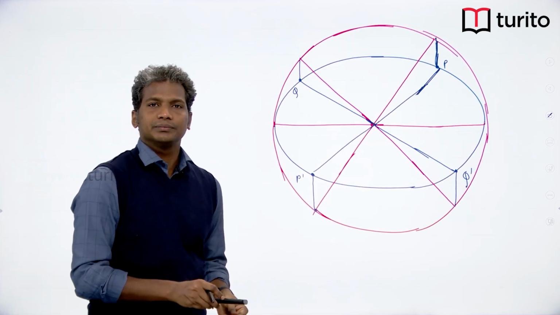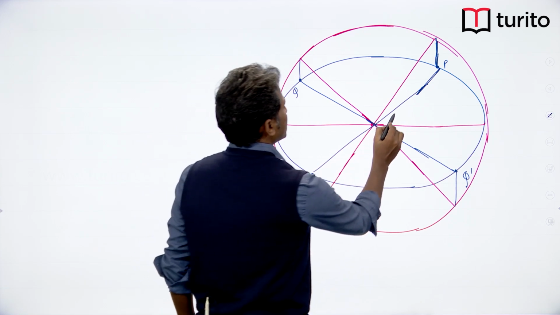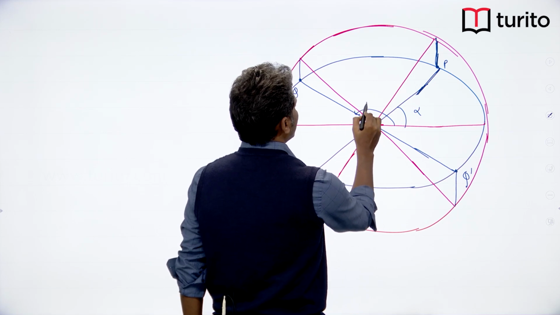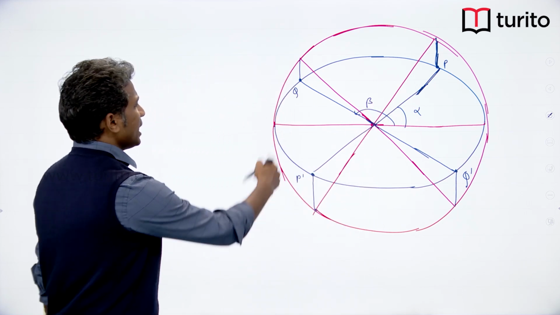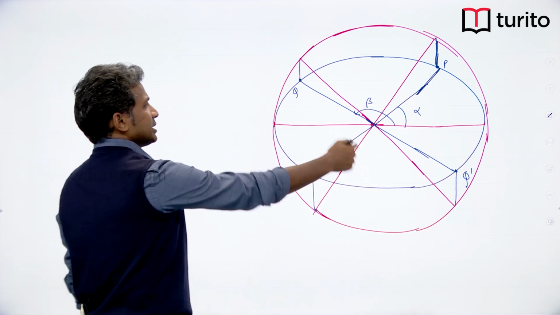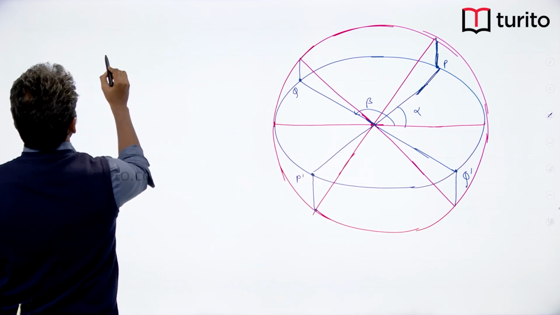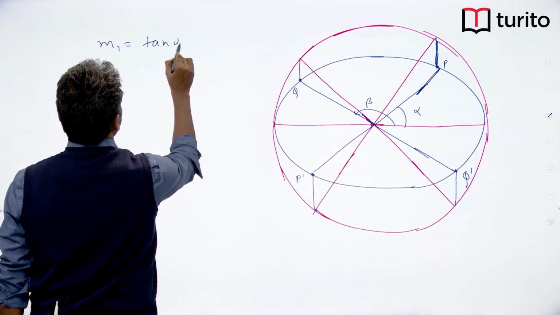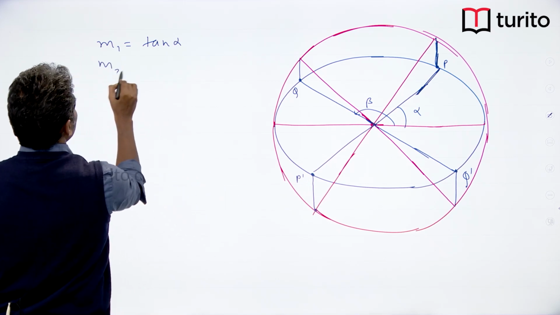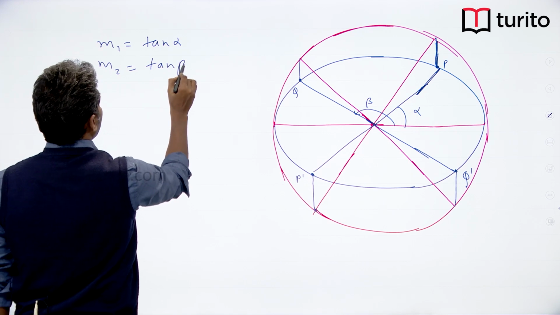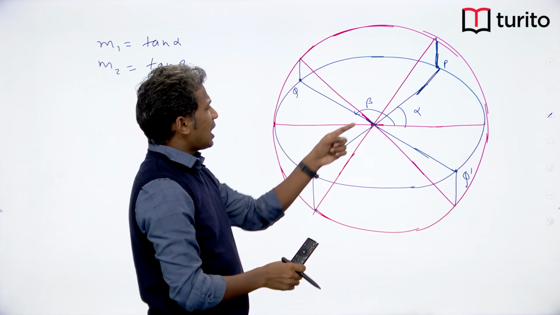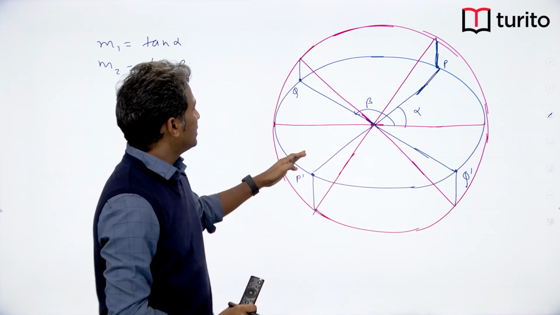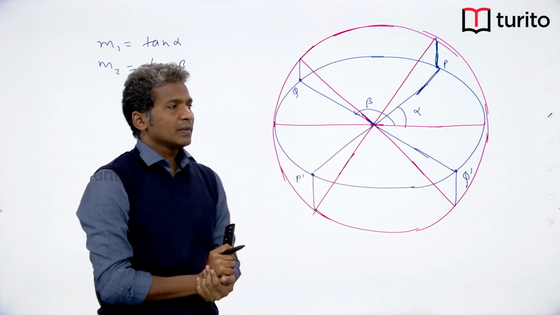Suppose if we look at this diagram, I take this angle as alpha and this angle as beta, and PP dash is one diameter, QQ dash is the other diameter. So, M1, the slope of one diameter, becomes tan alpha, and M2, the slope of the other diameter, becomes tan beta. These alpha and beta are not eccentric angles; they are the angles made by these diameters with the x-axis.